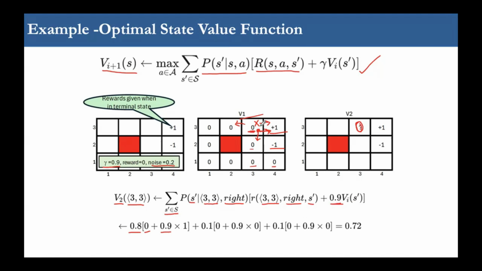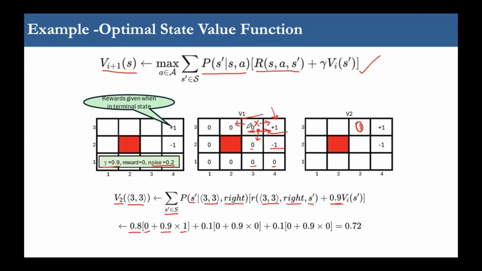To which state will we be moving? We will be moving to this state. From this state, we are trying to move here in the next iteration. So what is the value here? It is plus 1. So it is 1.